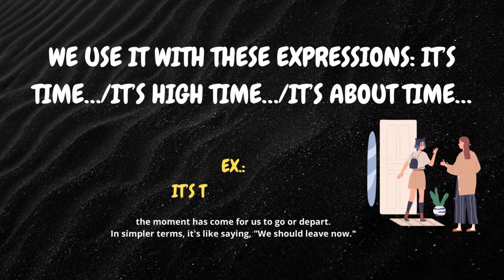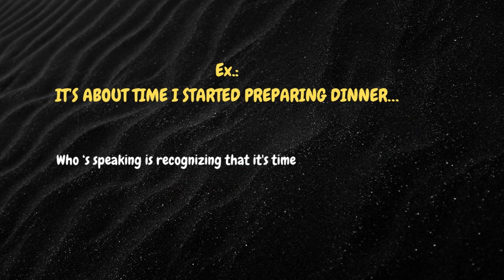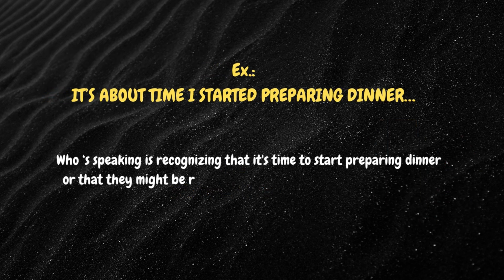We use the past simple with these expressions. It's time, it's high time, it's about time. For example, it's time we left. It's about time I started preparing dinner.